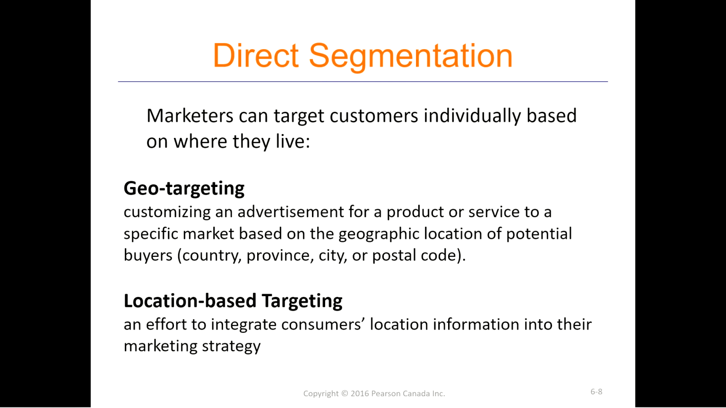So mobile technology is reshaping individual targeting, and the smartphone takes geo-targeting a step further. Location-based targeting is an effort to integrate consumers' location information into their marketing strategy. Location-based is relatively new, less and less so today, with the growth of the smartphone really taking over our lives, and consumers and marketers have taken advantage of this for sure, where a higher percentage of consumers are using smartphones. Believe it or not, everybody is still using a smartphone.